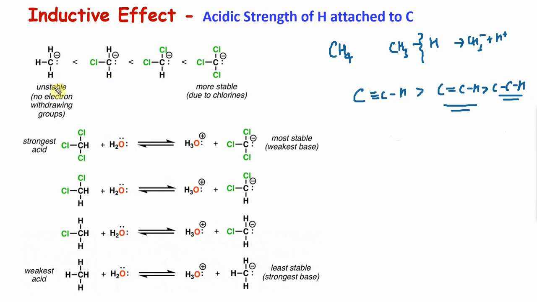How do I make it more acidic? By introducing electronegative atoms, just like before. The more electronegative atoms, the more acidic it is. Strongest acid, weakest acid. Understand that although we say strongest and weakest, we cannot really call these acids. This is nothing but CHCl3, trichloromethane, also called chloroform. This is dichloromethane, chloromethane and methane.